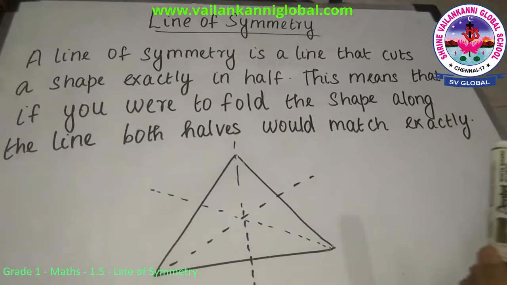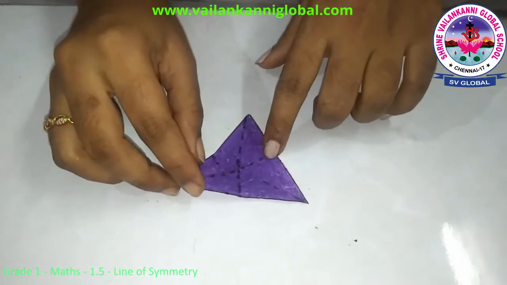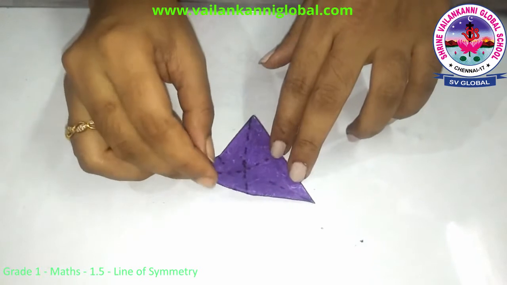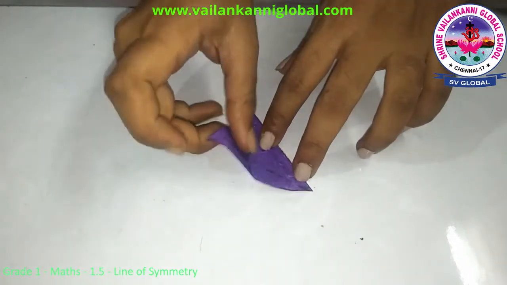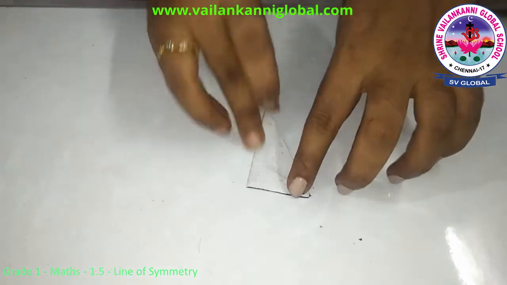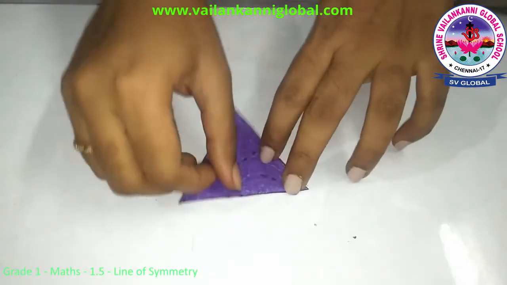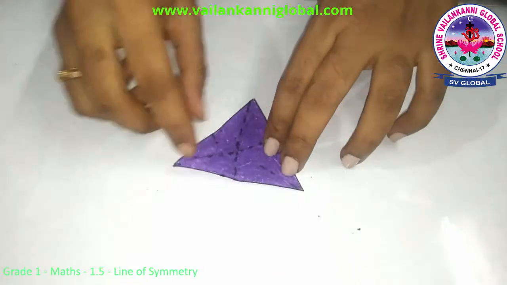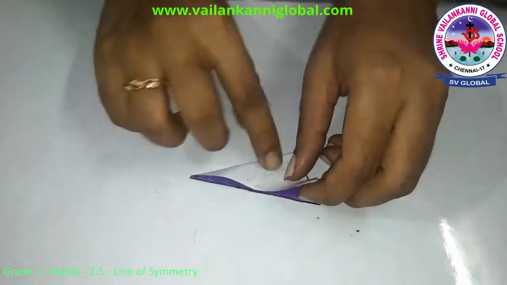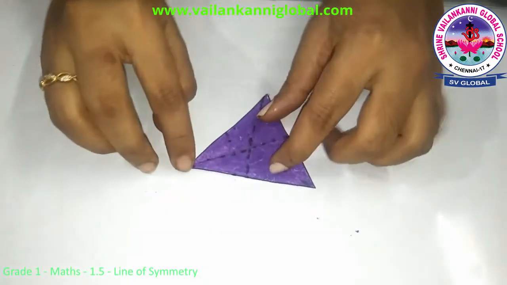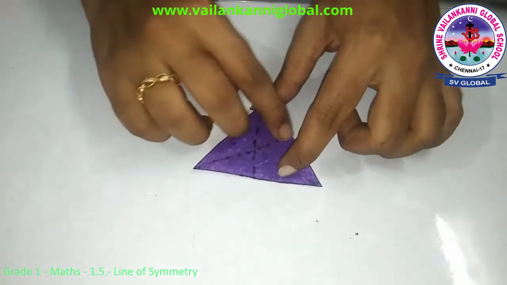So let's see it more clearly. Now let's see the line of symmetry clearly for a triangle. So this is one corner, so I am going to fold it in half. So this is one line of symmetry here. Again, now I am going to fold it this way. Okay, so now the line of symmetry is towards this corner.